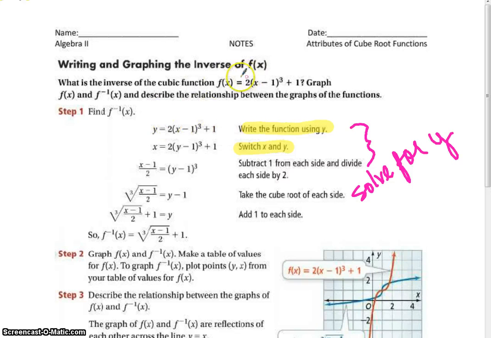So the original problem was f of x is equal to 2 times (x minus 1) to the third plus 1. So they rewrote it, changed it to a y. They swapped spots with the x and the y. Now the key thing is you've got to move anything on the outside of the parentheses first. So they subtracted the 1 and they divided by 2. Remember, when you cross the equal sign, you do the opposite. So then you have something cubed. To uncube it, you take the cube root of everything on the other side. And then at the end, you move whatever was left, and it does not go under the cube root. See how it's at the end of the whole thing.